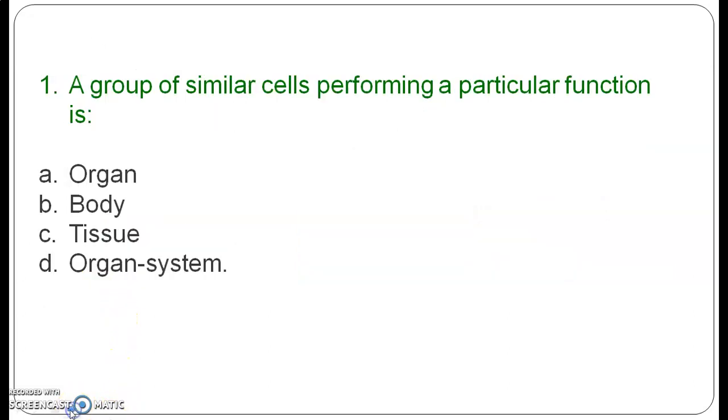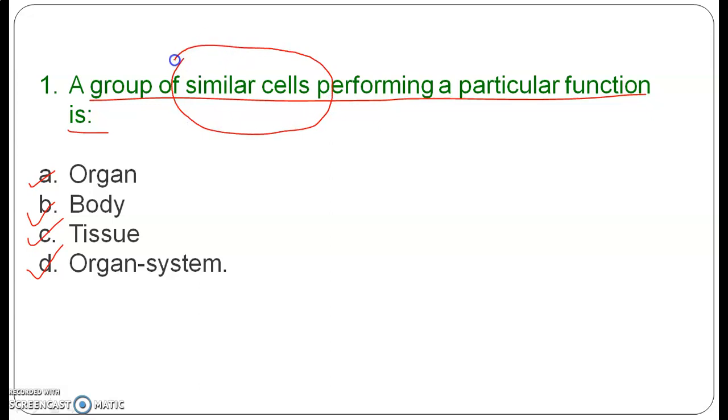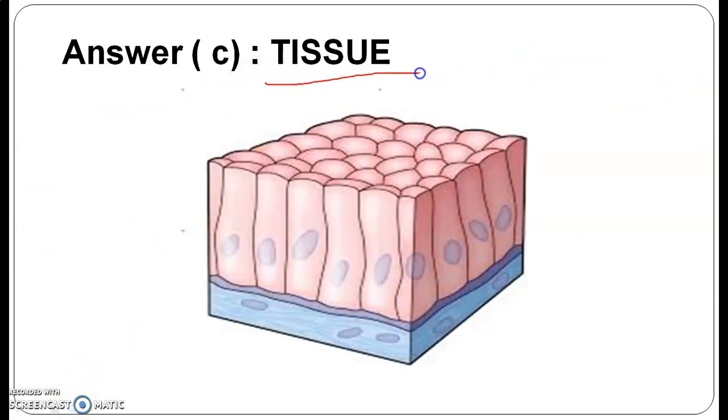So let's begin. The first question is: a group of similar cells performing a particular function is, and your options are A, organ, B, tissue, C, body tissue, and D, organ system. Take 3 to 4 seconds and mark the right answer. A group of similar cells, okay? So similar cells is the keyword. Performing a particular function is termed as, and here are your options. I hope you have marked the right answer. The correct answer for this question is option C, that is tissue.